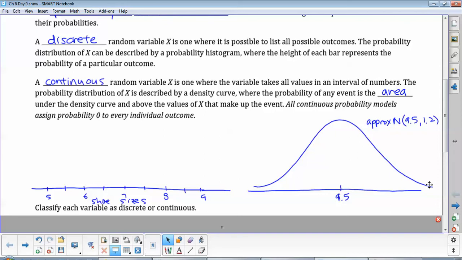So go ahead and pause the video here and complete the rest of this page. Classify each variable as discrete or continuous, and click play when you've done all that.